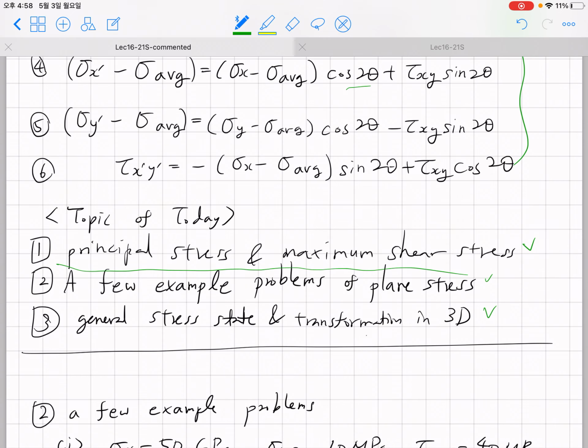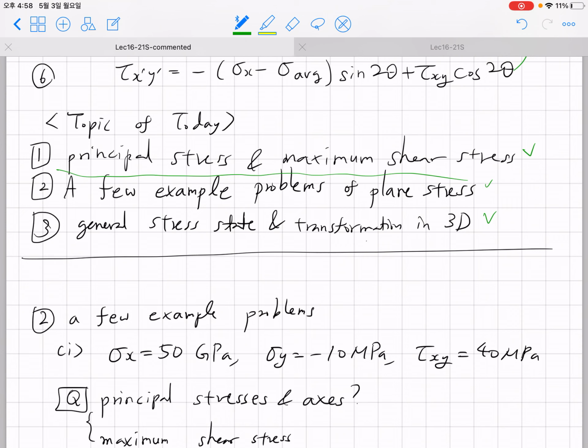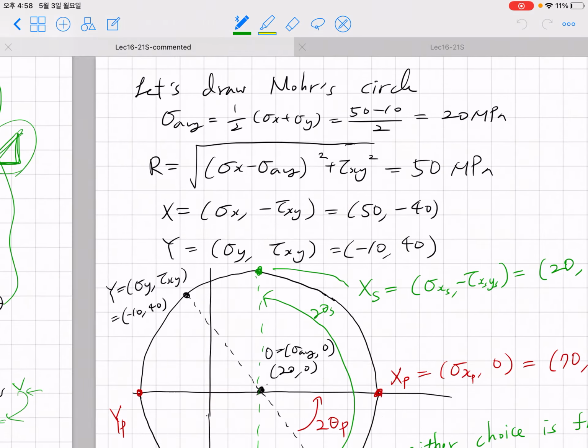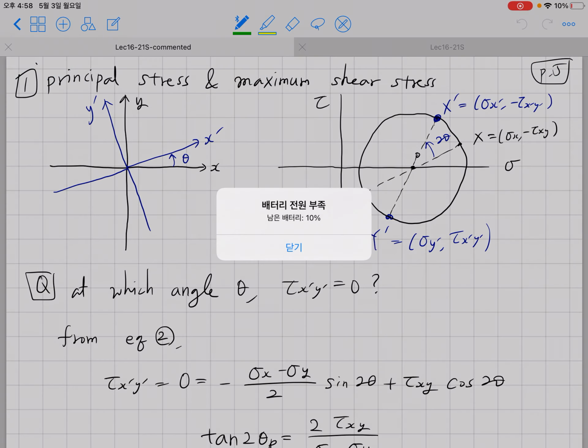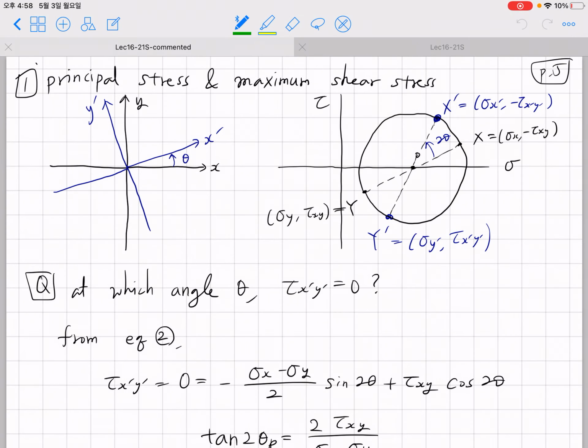And here, by mistake, I organized the example problem first, and this lecture in the later part. So I will start from the later part of the lecture note and move on to the example problem later. So here's the lecture note for principal stress and maximum shear stress.